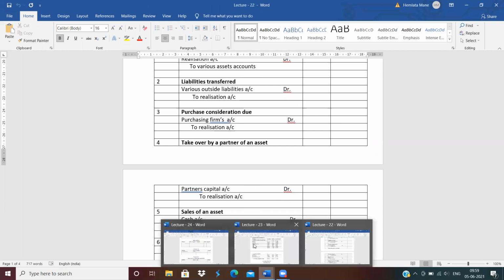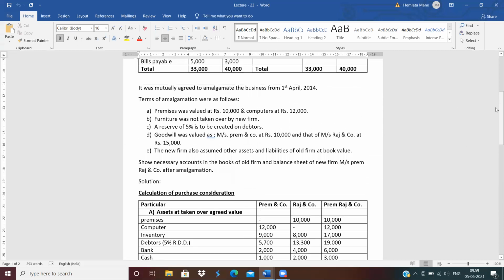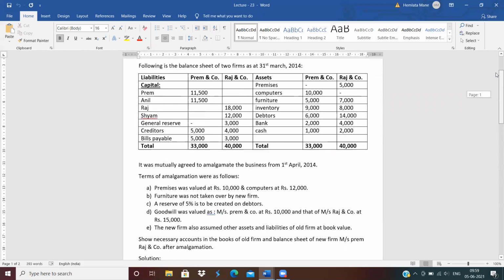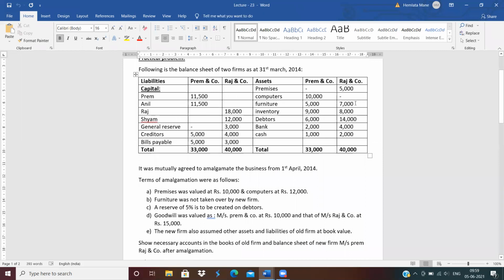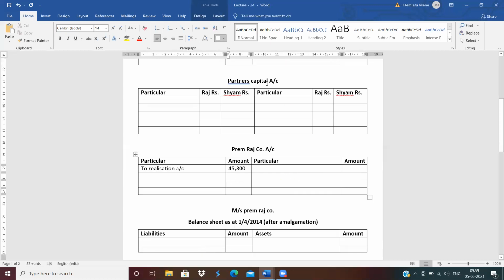Now the next journal entry is after purchase consideration due: assets taken over by partners, means any asset. For example, here see the furniture was not purchased by the new firm. It means the furniture was taken by partners. So distribute the amount of furniture 7,000 between the partners. Then what is the journal entry?